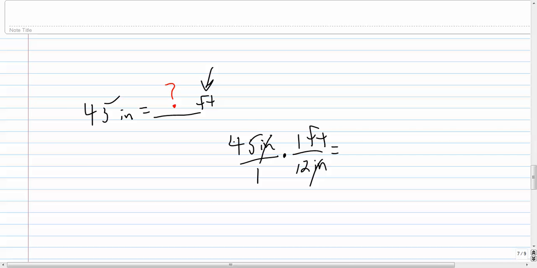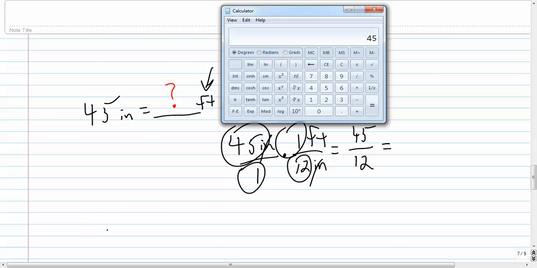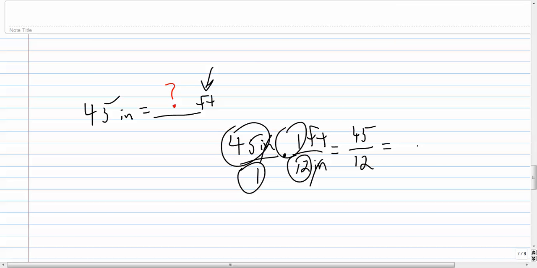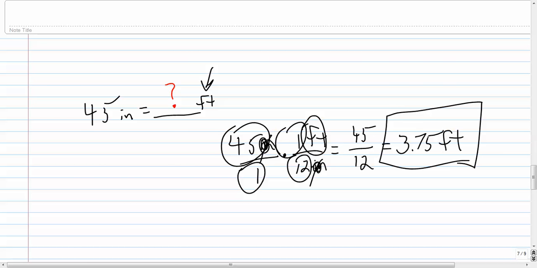And this time, what we've got is 45 and 1 on top. And we've got 1 times 12 on the bottom. So this time, it's going to be division. So we'll go 45 divided by 12, and we're going to get 3 3/4, so 3.75. What was that again? Inches canceled, so our answer was feet. So 45 inches is 3 3/4, 3.75 feet. 2 down, 7 to go. Here we go.